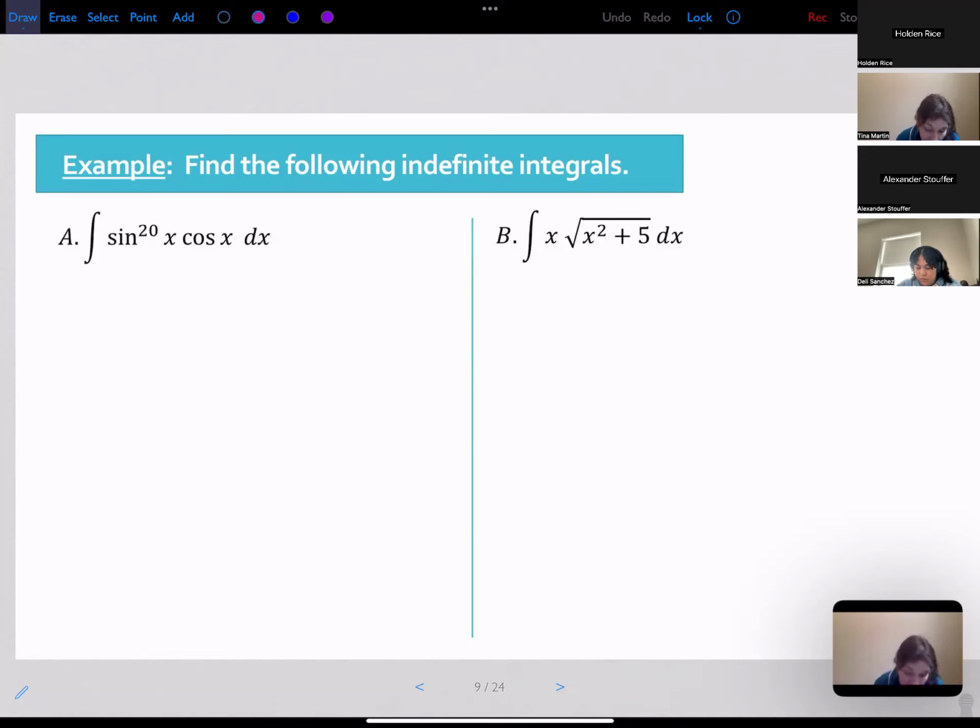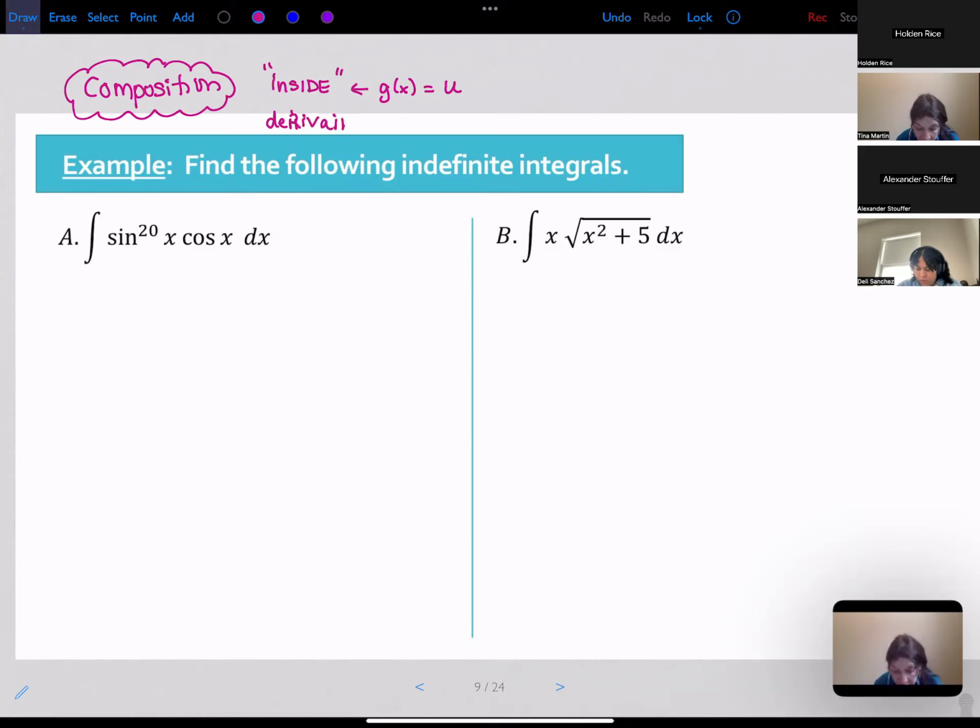You're looking for two key things here. You are looking for a composition, and in the composition, you have an inside function. That inside function is our g function, or we are going to call it our u. And you also want to look for the derivative of g being on the outside. So you're still looking for g prime of x on the outside.